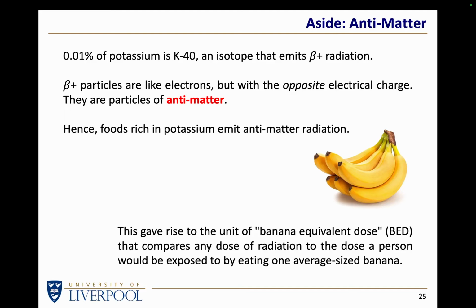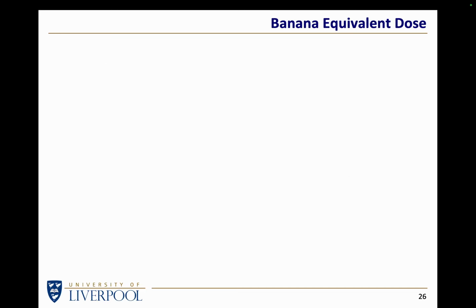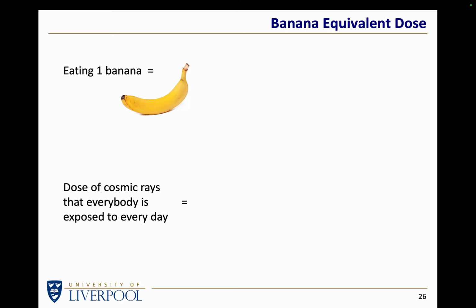And that led to the idea of the banana equivalent dose. If you're thinking about how much dose you get from various radiation sources, you can always equate it to, well, bananas produce antimatter radiation. How much does any particular source generate compared to bananas? So it's sort of serious, but it's actually a useful way of getting an idea of low-level doses of radiation. And again, we're still clicking, so let me just kill that for the moment.